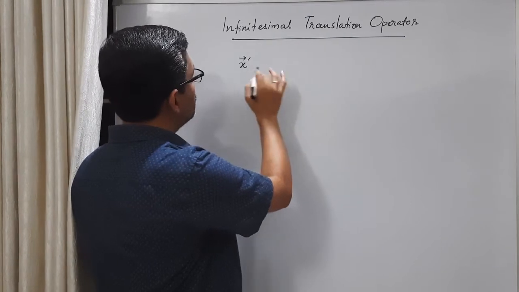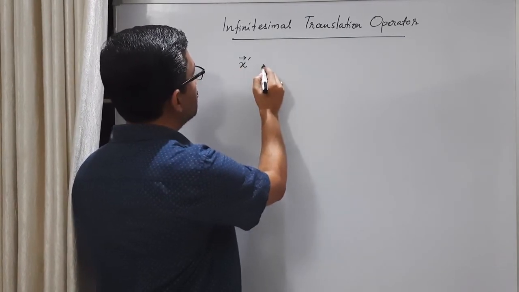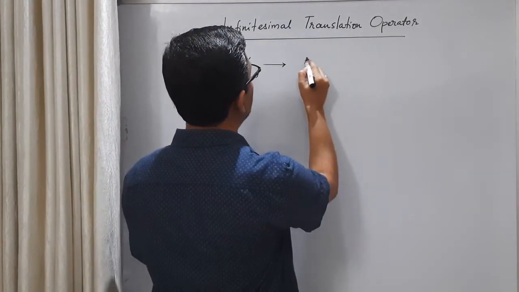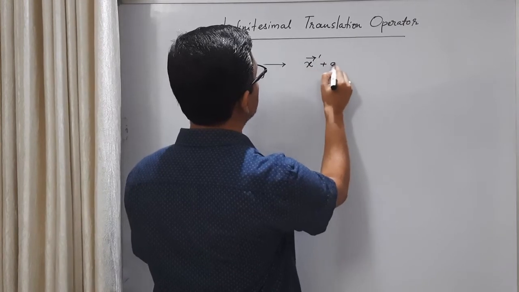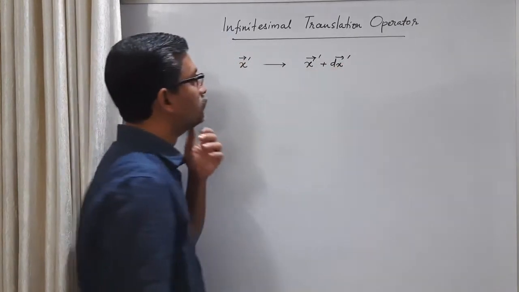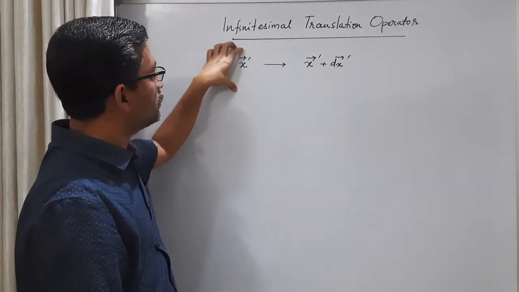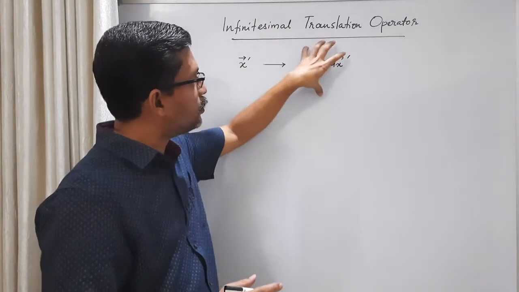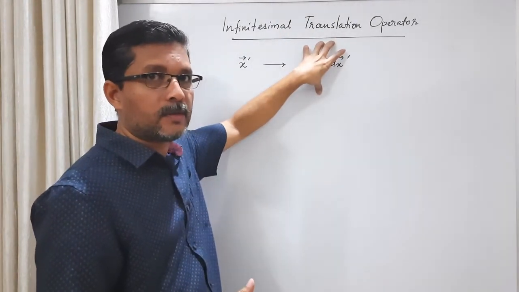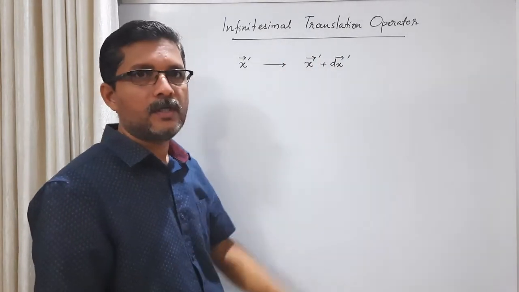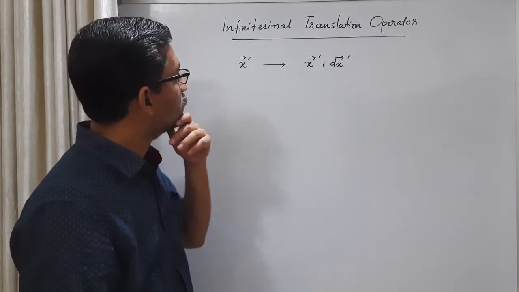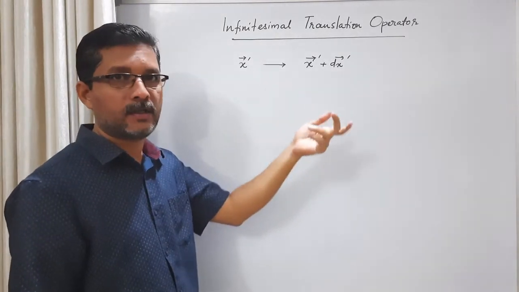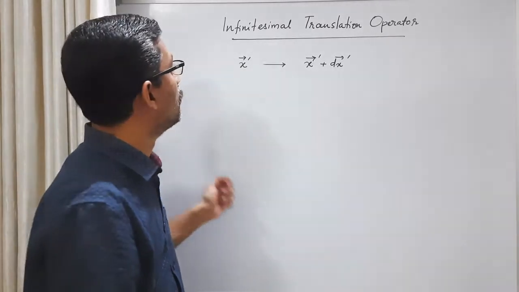Now suppose the state is shifted to another point, which is localized around x prime plus dx prime. Initially the state is localized around the point x prime. Now it is shifted and localized around another point x prime plus dx prime, where dx prime is very small. These are two nearby points. Now the operator that produces this infinitesimal translation is called the infinitesimal translation operator.